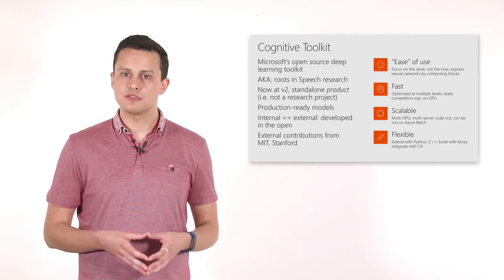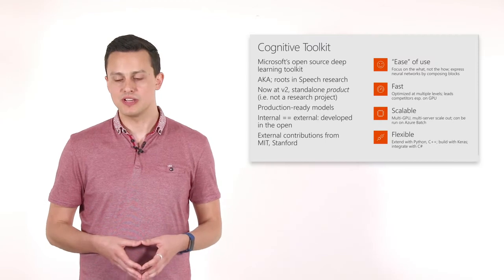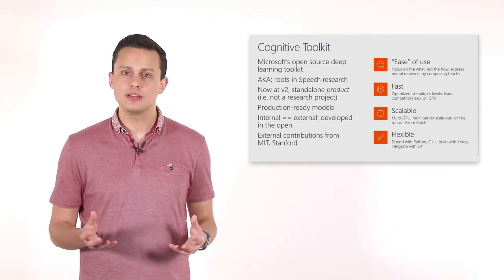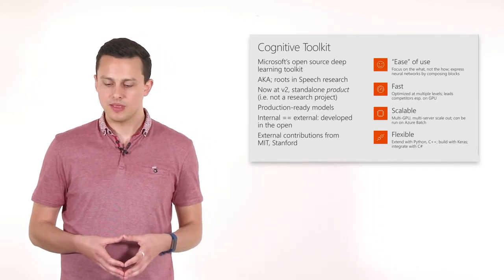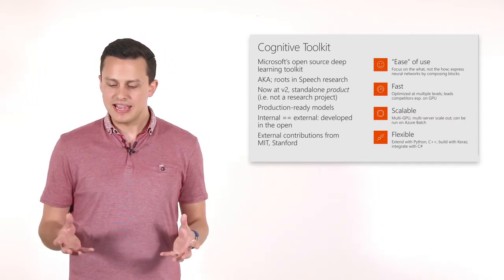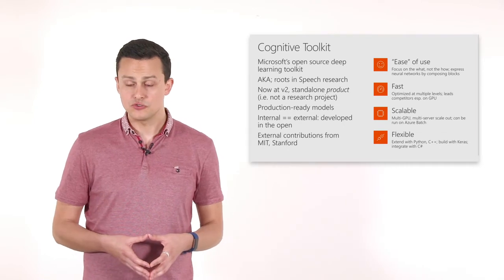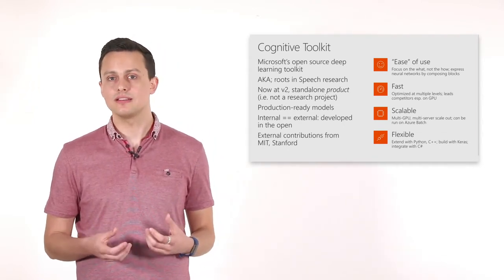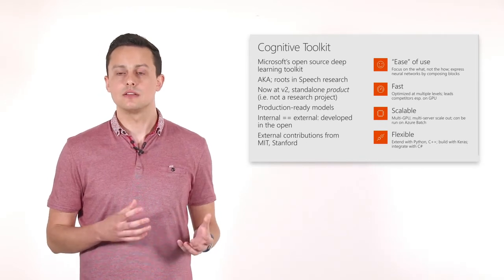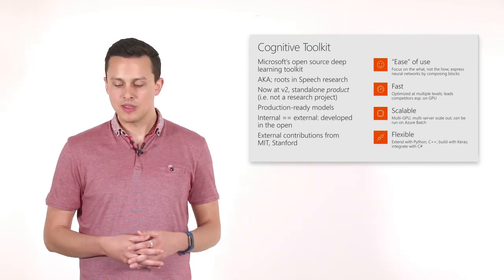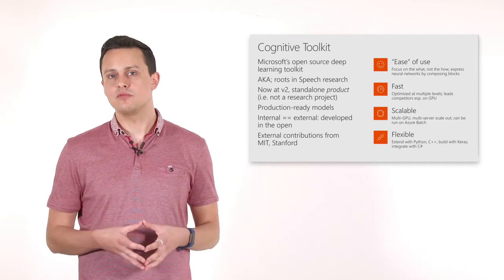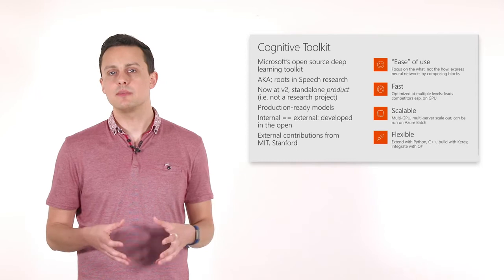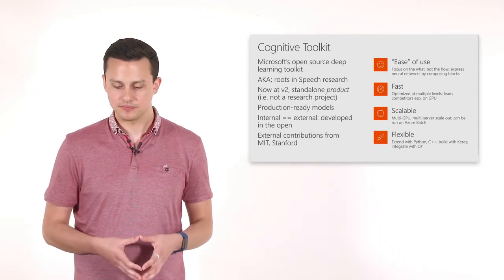There are a number of characteristics that make Cognitive Toolkit a really great solution to building neural networks. First, it's relatively easy to use. I use ease in quotes here because neural networks, as we've already seen, can be quite complex and require a good understanding of mathematics and neural network theory. However, it uses a declarative model to build your networks. So you can declare the structure and the parameters, and it takes care of the rest.